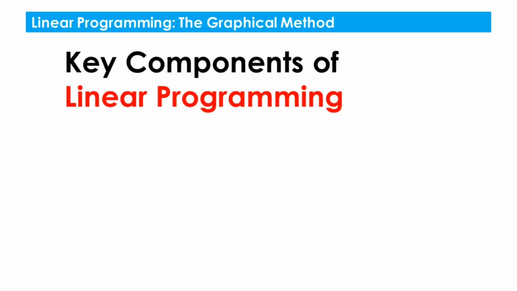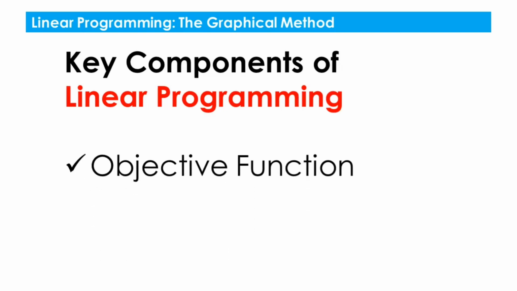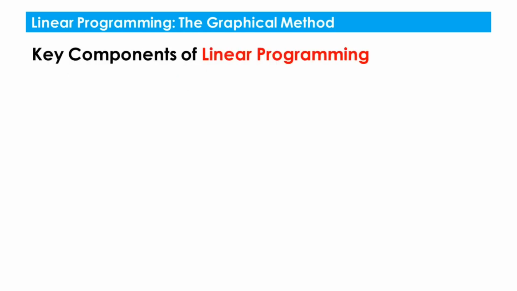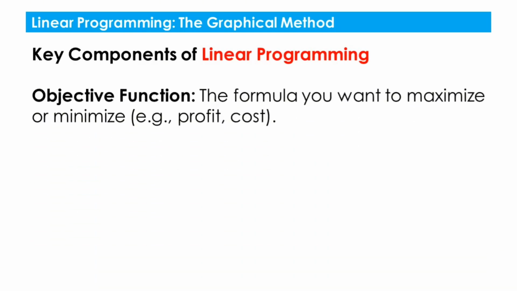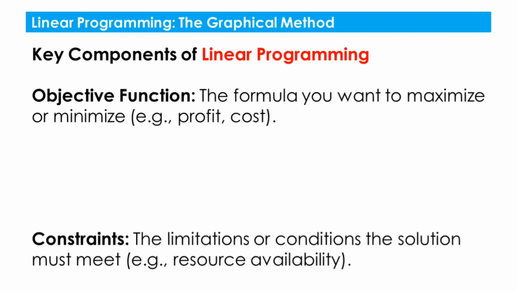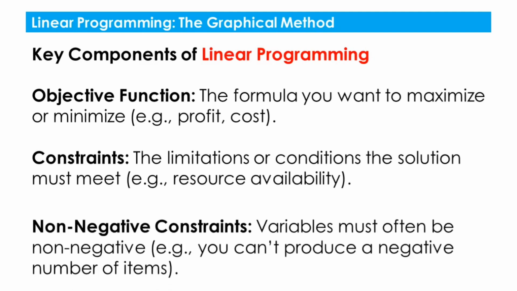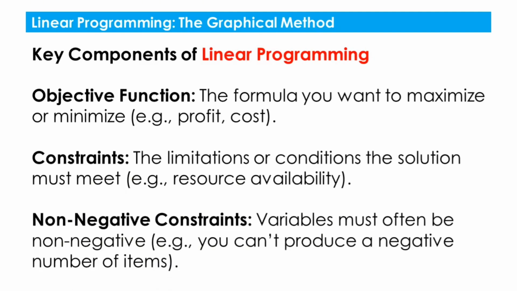Linear programming has three components. First, objective function. Second, constraints. Third, non-negative constraints. When we say objective function, it is the formula you want to maximize or minimize, like for example, the profit or cost. And when we say constraints, they are the limitation or condition the solution must meet, like for example, resource availability. And for the non-negative constraints, variables must often be non-negative, like for example, you cannot produce a negative number of items.